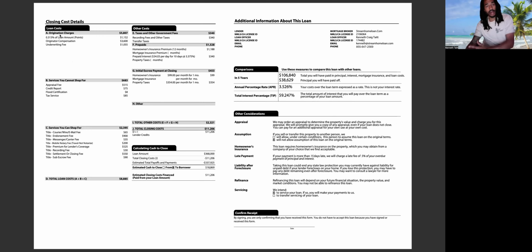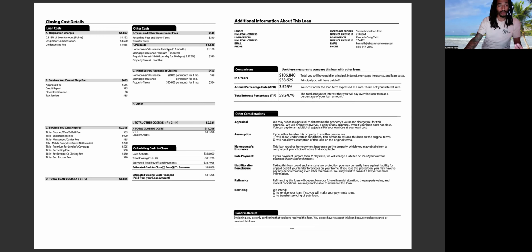On the other side of it, you have recording fees. That's a fee, obviously, but it's not a fee that you're paying to some third party. This is a recording fee that you're paying to the county, right? So when you're here, taxes and government fees, this is recording fees going to the county. Or if you have a transfer tax in your state or city, this is where that's going to be documented.